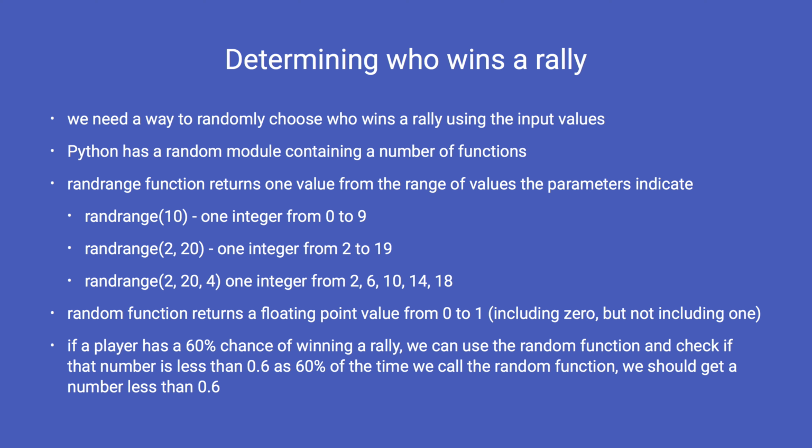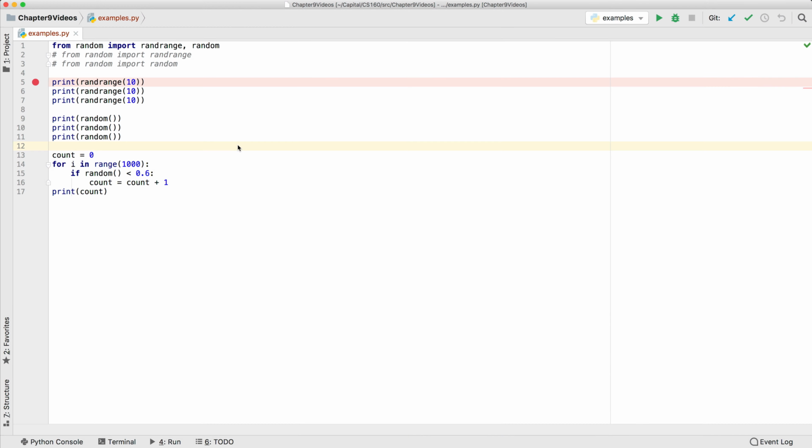If a player has a 60% chance of winning a rally, we can use the random function and check if that number is less than 0.6. As 60% of the time we call the random function, we should get a number less than 0.6. We'll look at a few examples so you can see how these work.